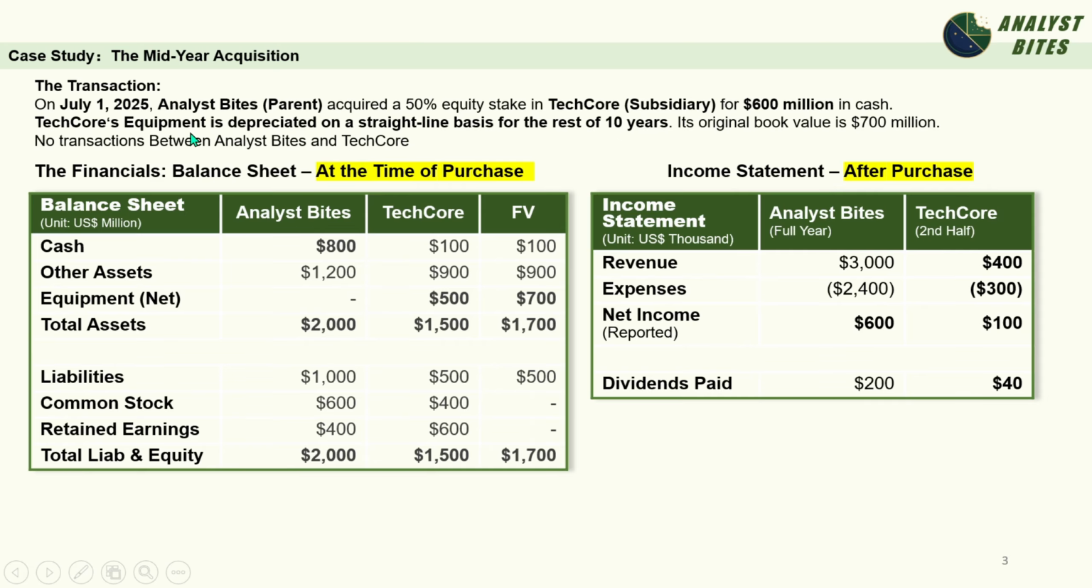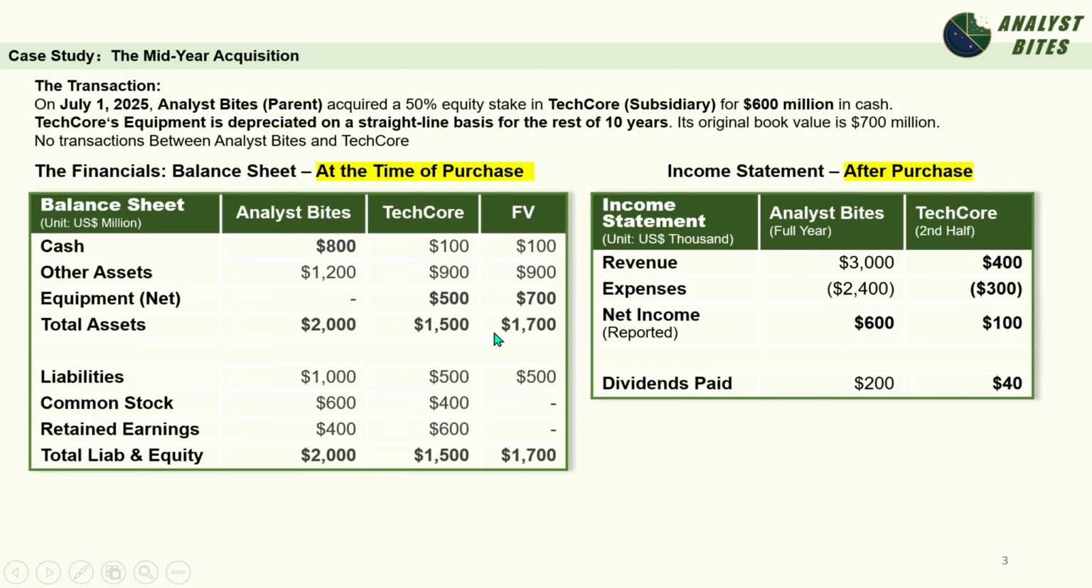There is a very classic time trap here that is often ignored. On July 1st, 2025, Analyst paid $600 million in cash for 50% of TechCo. Please pay attention to this date. The acquisition happened in the middle of the year.